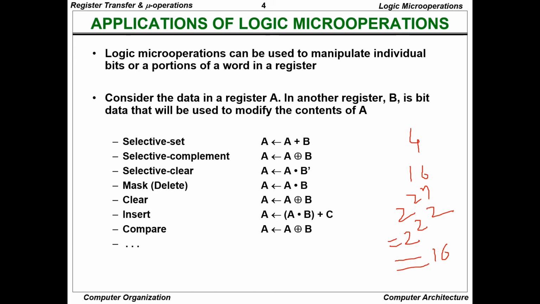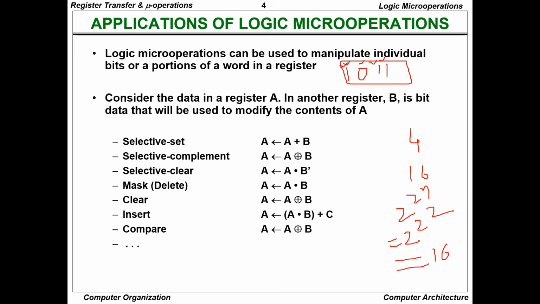Okay, and coming to the applications of logic micro operations, logic micro operations can be used to manipulate individual bits or portions of a word in a register. For example, if I say 1011, what is the logical micro operation application here? I may manipulate the entire 1011 or I may manipulate either 1, either 0, either 1, either 1. That means I can manipulate individual bits or portions of a word in a register.